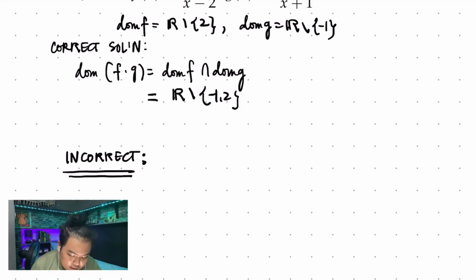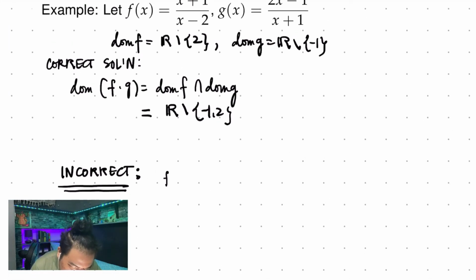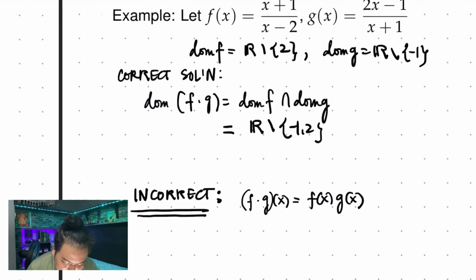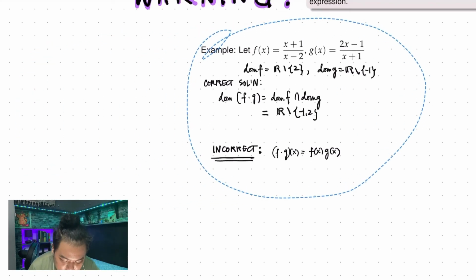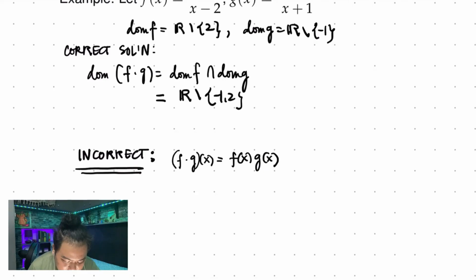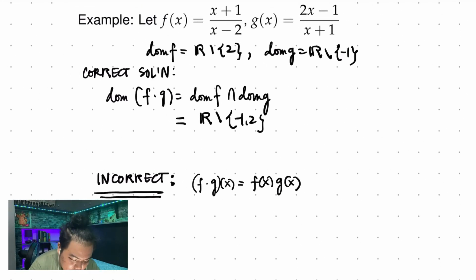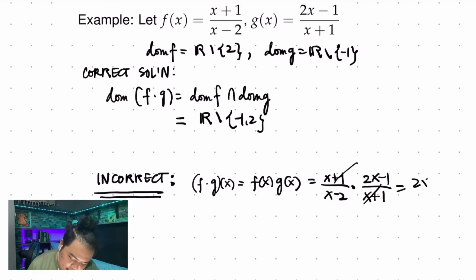Ano yung incorrect? Gagawin nyo, find, ano ba yung f times g of x? This is f of x times g of x. Compute natin, ha? Pwede ba yung usog ko? Feeling ko natatakpan ko na siya. Hindi ko kasi nakikita. So, anong lalabas? X plus 1 over x minus 2 times 2x minus 1 over x plus 1. Lalabas ganyan, diba?